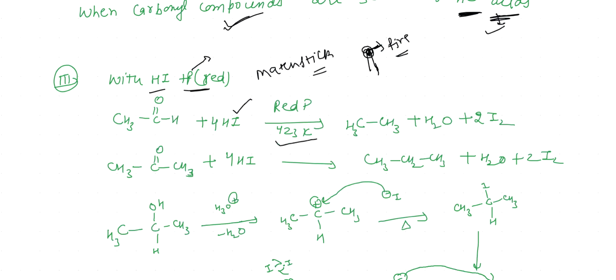again this CHO group will be reduced to CH3 group. This is your acetone. This is aldehyde. Aldehyde will also give alkane, and ketone is also converted into alkane. That is propane, and this is your ethane, with the elimination of water and iodine.